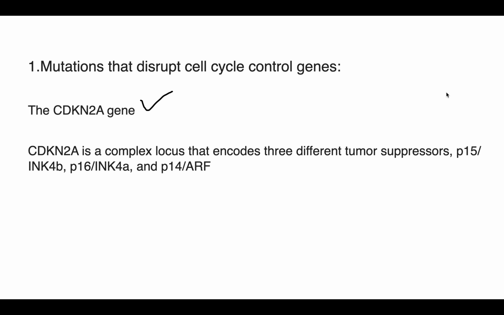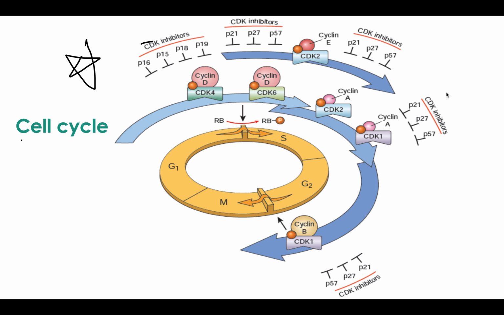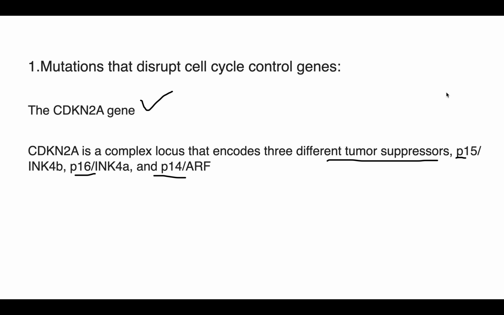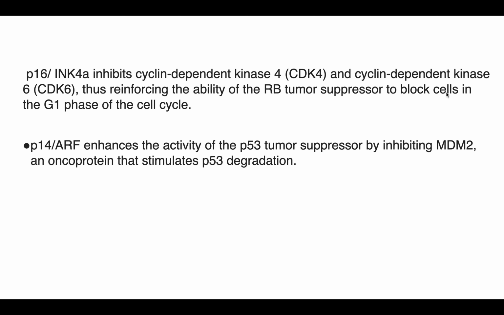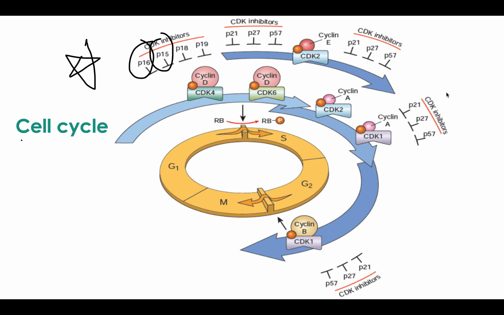CDKN2A gene mutation. Now this gene encodes three tumor suppressors, that is P15, P16 and P14. So if you see here, you have P16, P15. These genes are encoded by your CDKN2A. So if there is a problem, what will happen is the tumor suppressor will not be there. If there is no tumor suppressor, the proliferation will increase. P16 has a role on CDK4. So you should remember the cell cycle. If P16 is defective, it will not be able to control CDK4. So it will again lead to proliferation.